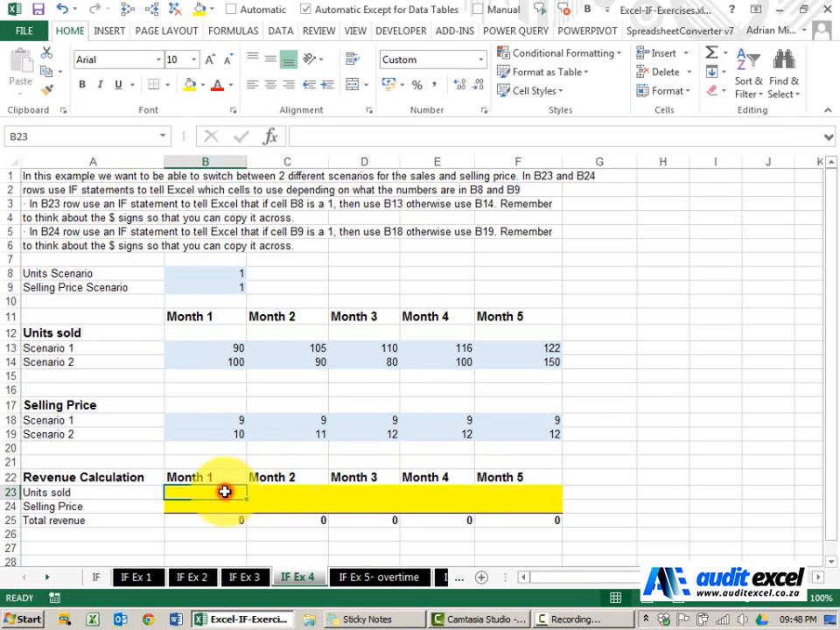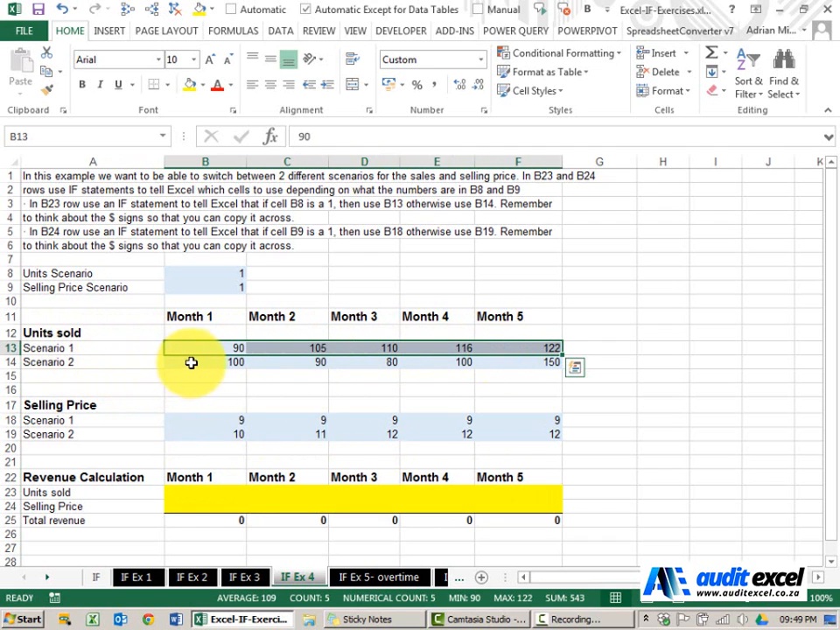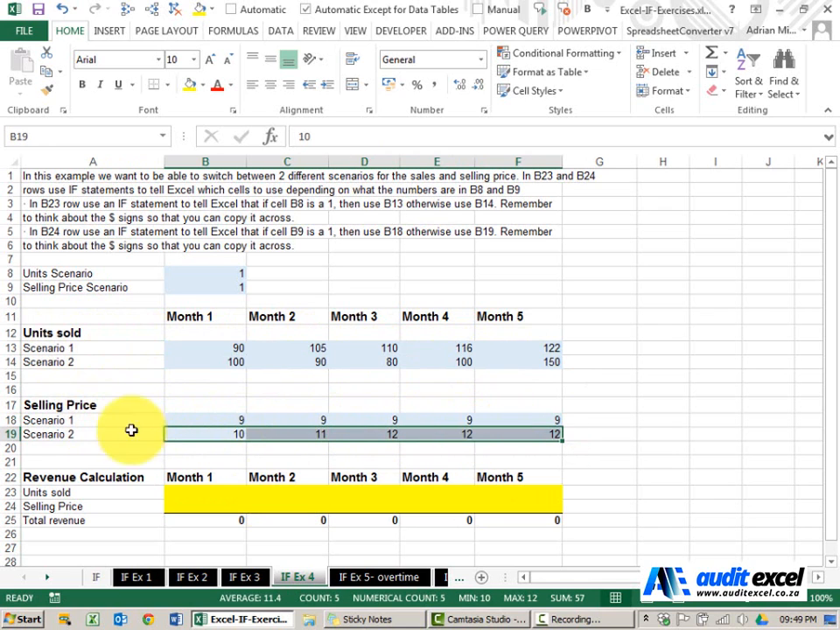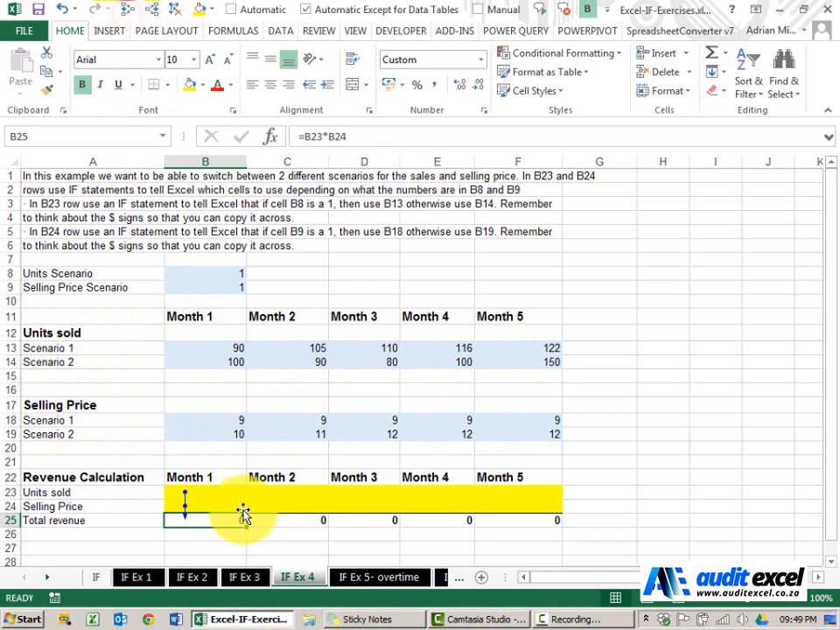In this example, we want to run some scenarios. So we know we've got units sold, scenario 1, which are these, and scenario 2. And the selling price, it's either at that price, scenario 1, or those prices, scenario 2. We've got a calculation here which takes the units sold times the selling price.